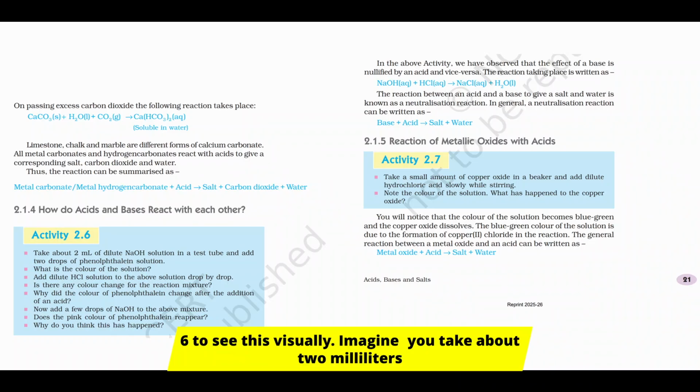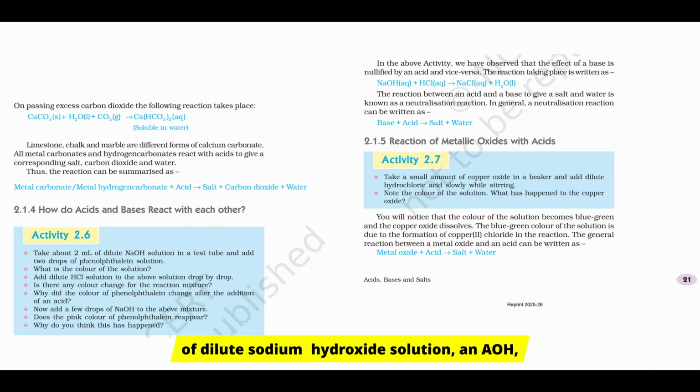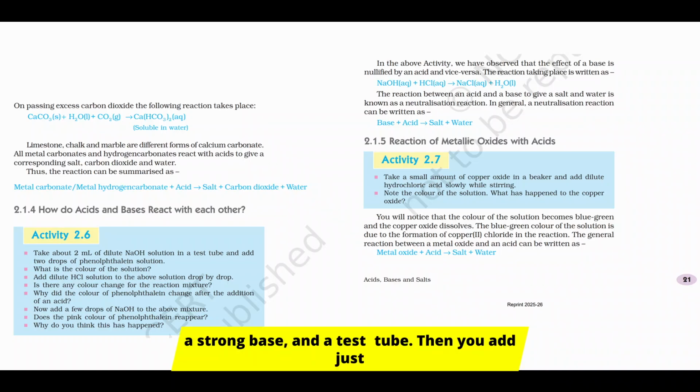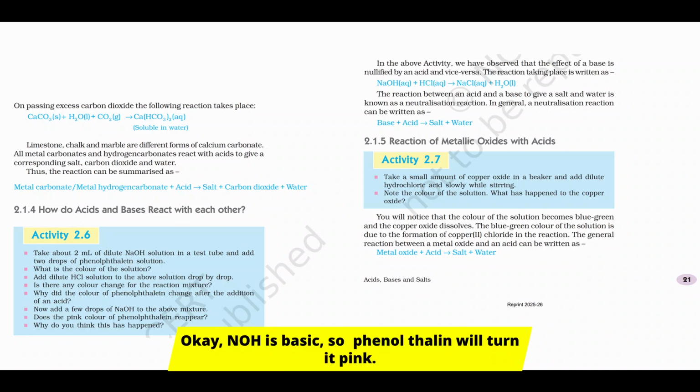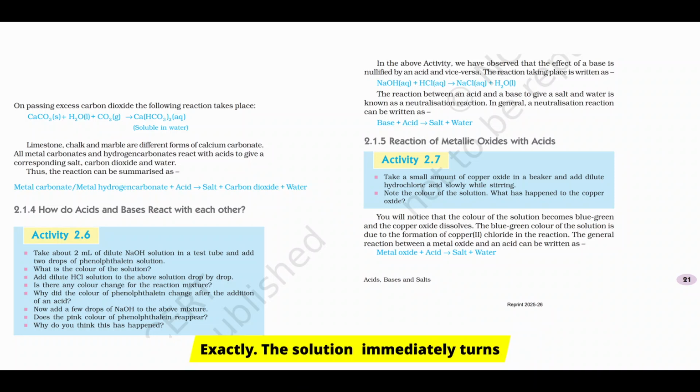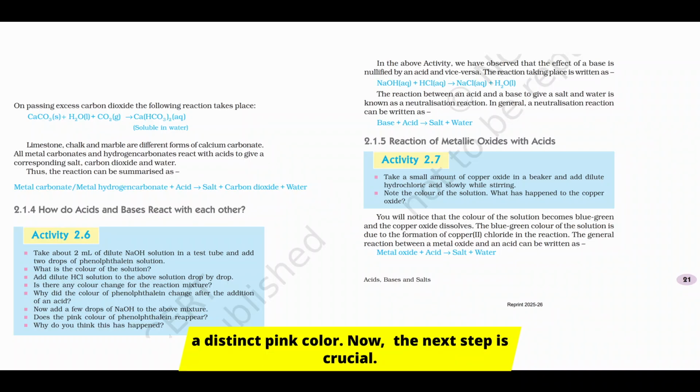Let's explore activity 2.6 to see this visually. Imagine you take about 2 milliliters of dilute sodium hydroxide solution, NaOH, a strong base, in a test tube. Then you add just a couple of drops of phenolphthalein indicator. Okay, NaOH is basic, so phenolphthalein will turn it pink. Exactly. The solution immediately turns a distinct pink color. Now the next step is crucial.